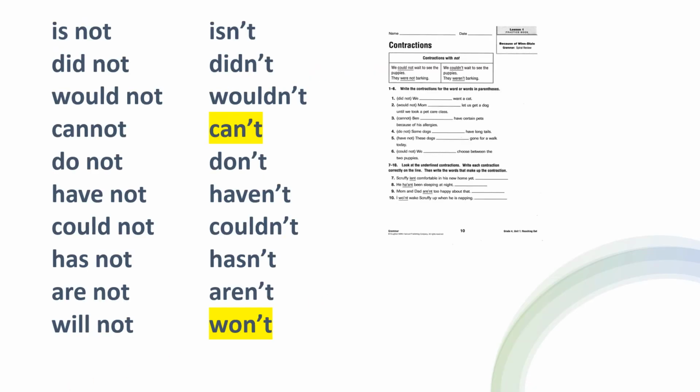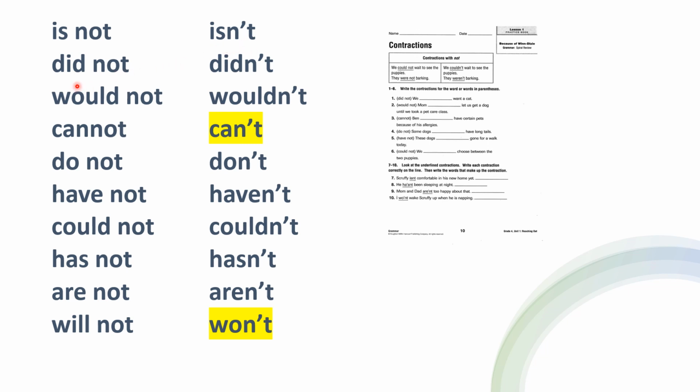So let's remember something. A contraction is one word that is made up from two words. Let's look at the two words is not. We're going to take those two words and change it into one word. We're going to take out the O in not and replace it with an apostrophe. And now we have the new word isn't.